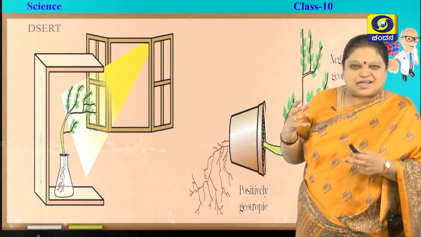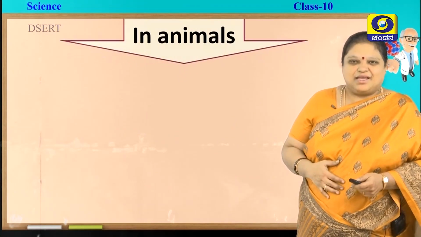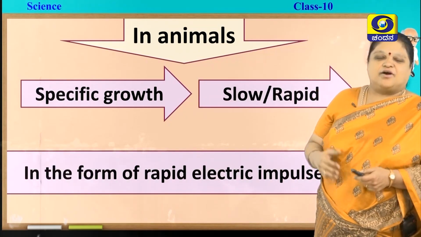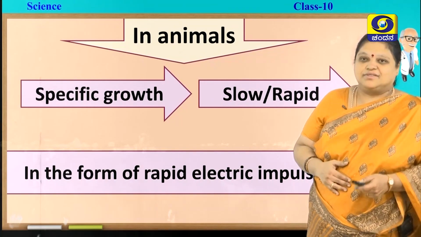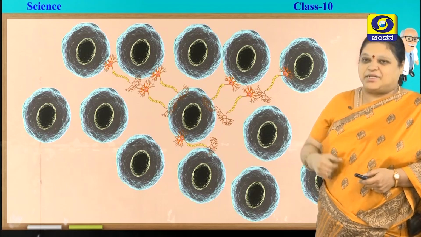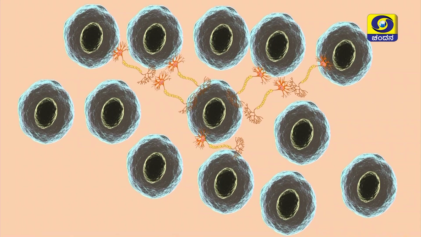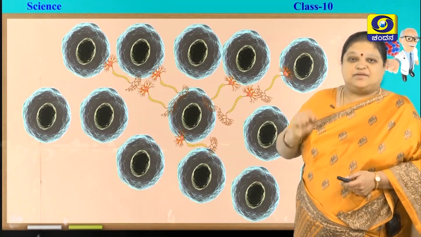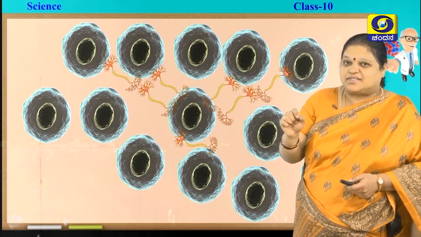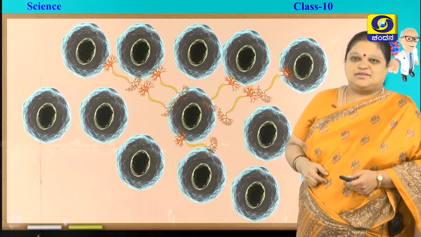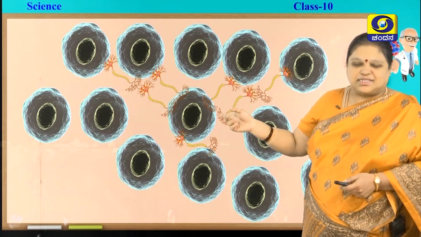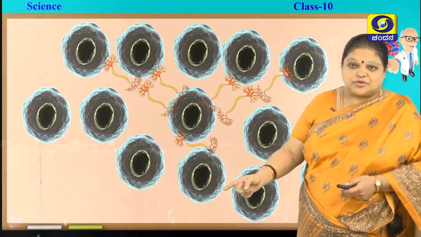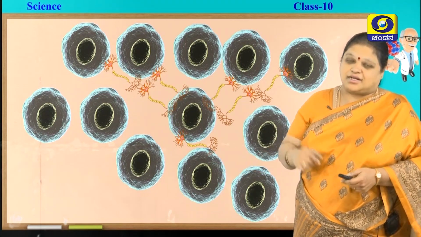How are all these messages conveyed? Let us see. In animals, the response is very specific. It may be slow or rapid, and in the form of rapid electrical impulses. So, movement is very important. See, in animals what happens? I have given you a few cells here. The cell which has to send the impulse will send the electrical impulse to the cells which are connected by nerve cells or neurons. Just see, I have shown you the central cell, it is connected to a few neurons. Some cells are not connected to neurons. You can see the bottom ones, they are not connected to neurons.